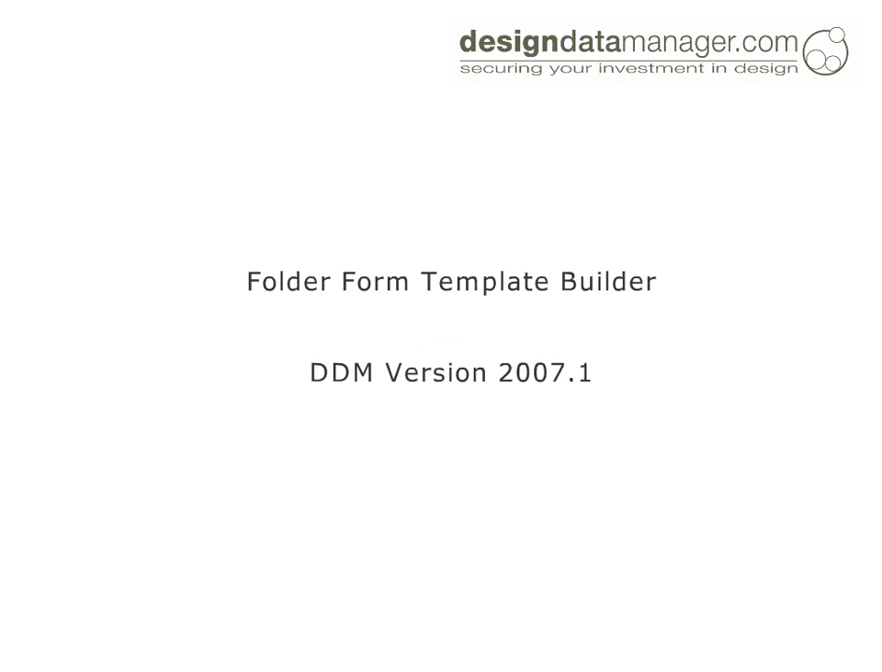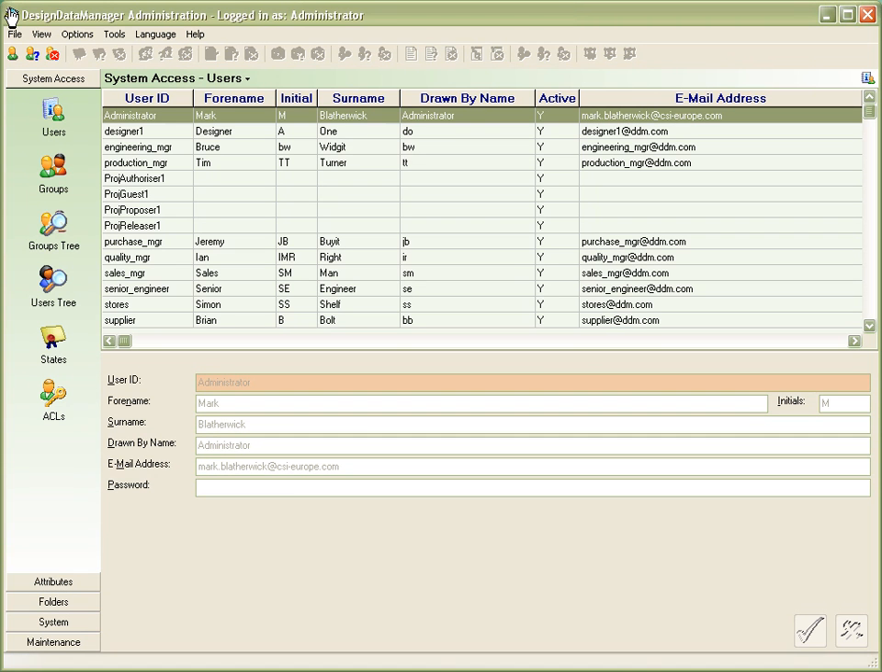New to DDM version 2007.1 is the Folder Form Template Builder. This allows users to define and lay out their own folder templates. This powerful new functionality allows companies to build into DDM their own change note forms and other similar folder forms with a layout to match their existing documentation. Folder templates are defined in the Administration tool.